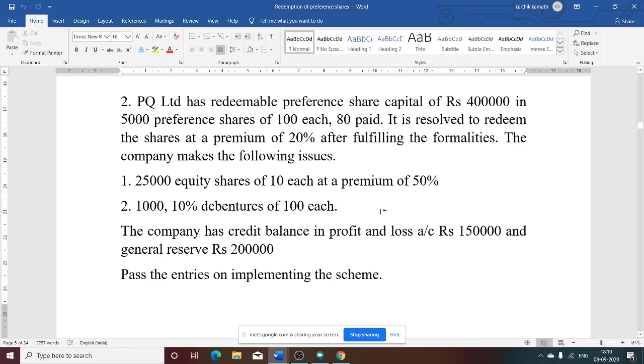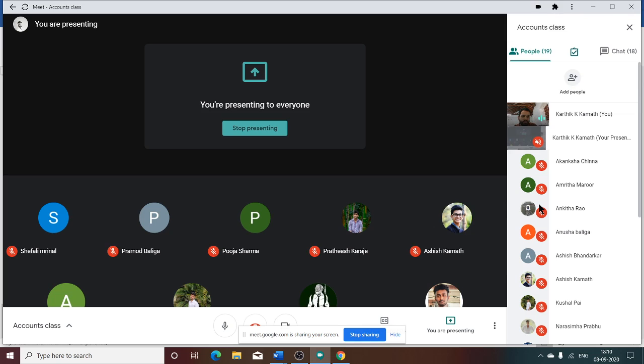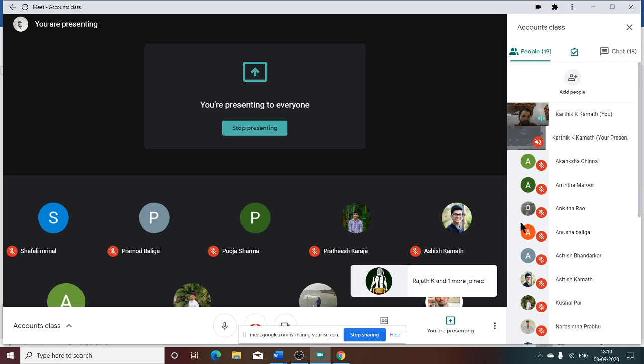Second one, 10% debentures of 100 each. So what happens here? There is a journal entry for debentures, that is, debentures are issued. So whenever there is an issue, what is the journal entry? Anyone? Whenever there is an issue, what is the journal entry? Anyone can unmute yourself and answer.